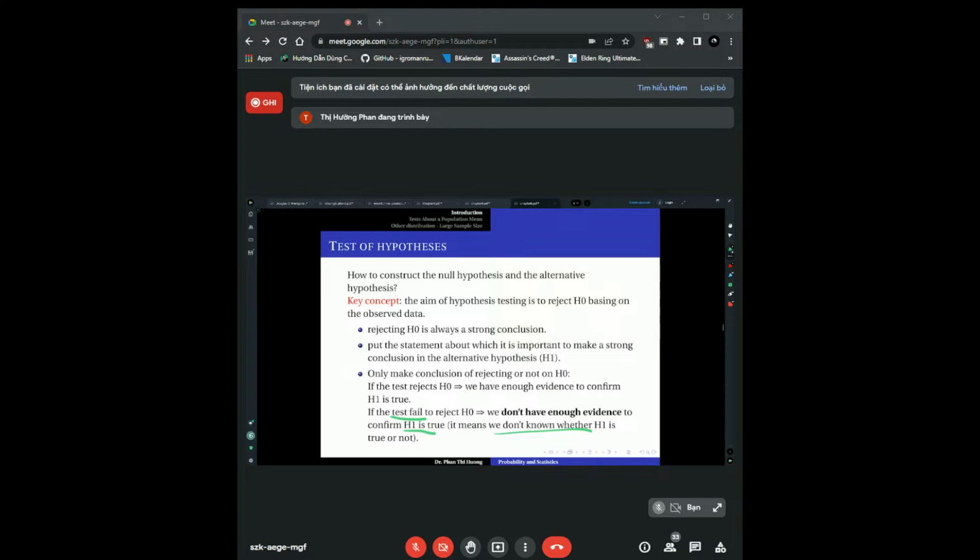That's the reason why we also say that not rejecting H0 is a weak conclusion. A weak conclusion because we don't know whether H1 is true or not. We only have a strong conclusion in the case that we reject H0. Rejecting H0, we have strong evidence to confirm that H1 is true. But oppositely, this is the weak conclusion. We don't know whether H1 is true or not.